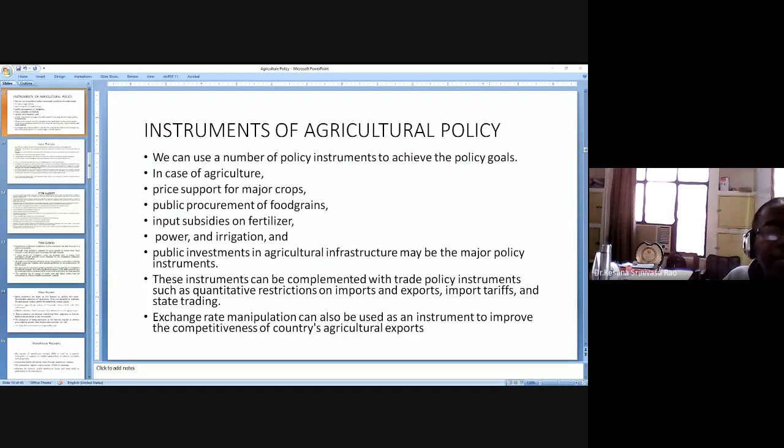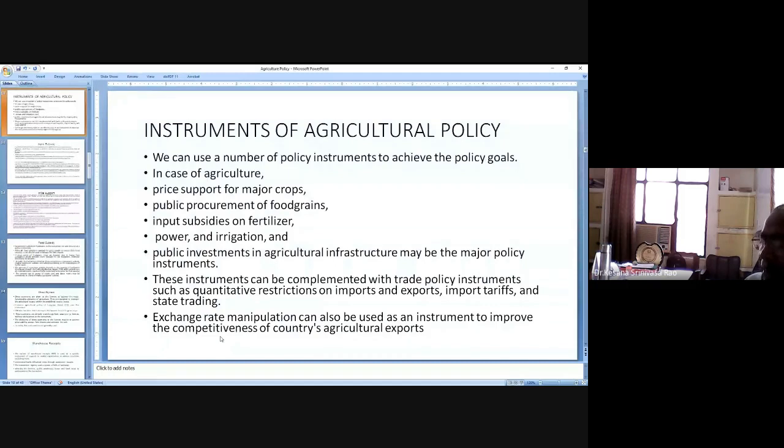Then power and irrigation. These two components are also major instruments of the policy. In the previous slide, I have explained how power and irrigation are very crucial in the case of each and every agriculture output. Then public investments in agriculture infrastructure may be the major policy instruments.